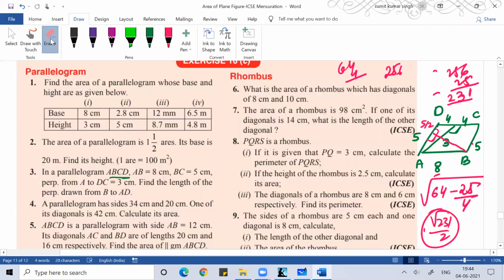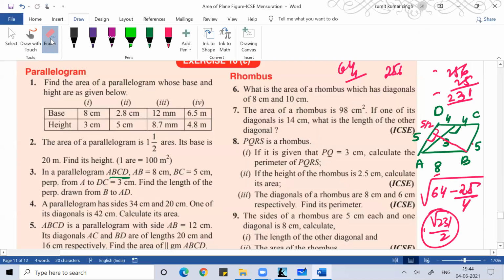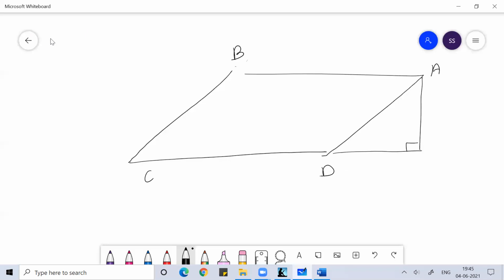Perpendicular drawn from A to BC, right? Perpendicular drawn from A to CD. Okay, suppose this is 3. AB is 8, and BC is 5. This is 5. This is only 4. This would be 8.